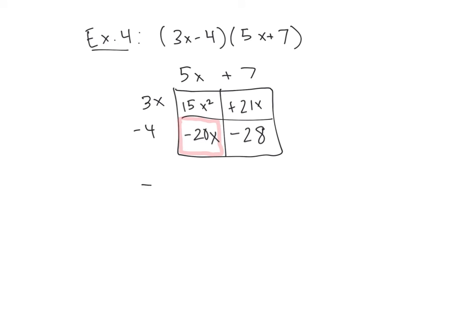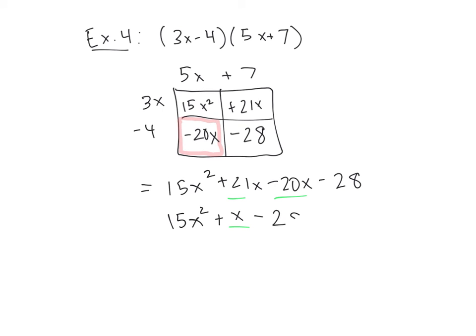Then once I multiply into my boxes, I'm going to add them up. So 15x squared plus 21x minus 20x minus 28. And I do have this like term to then combine. And 21 minus 20 is going to make just 1x, or just plus x. So 15x squared plus 1x minus 28 is going to make my answer on this one.